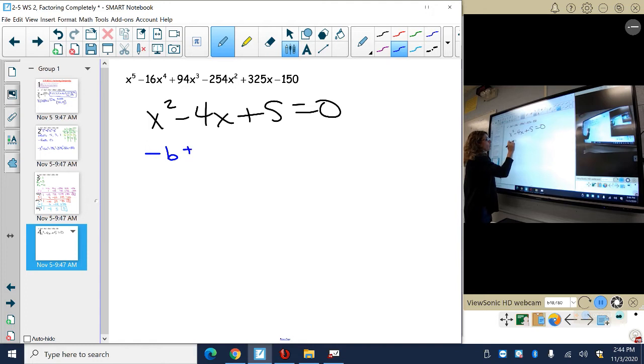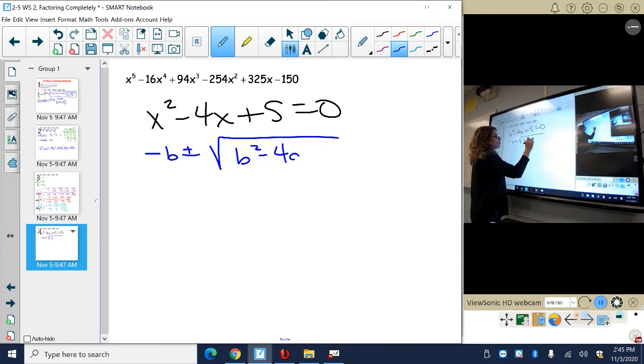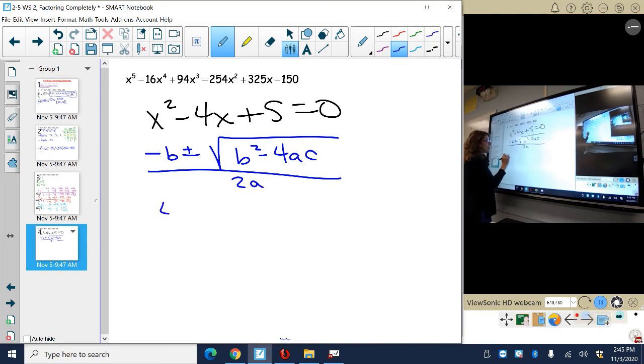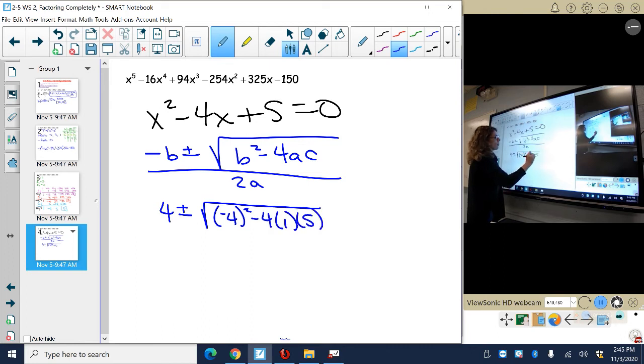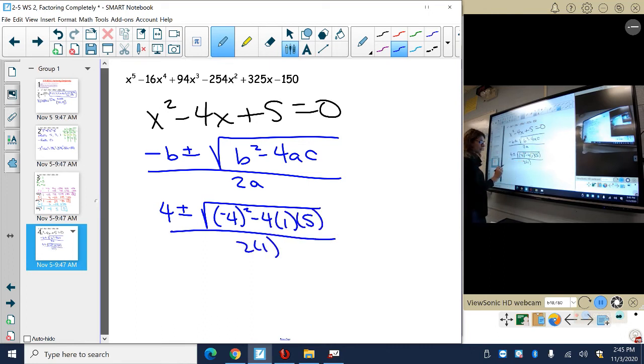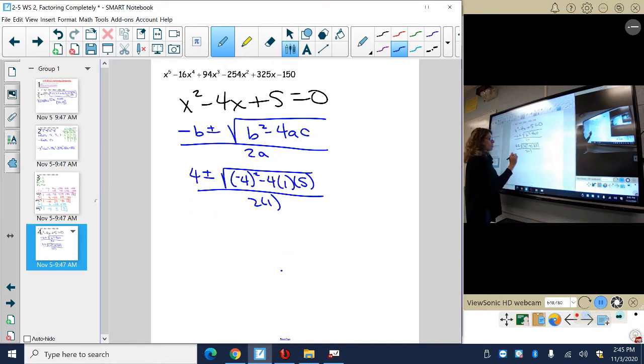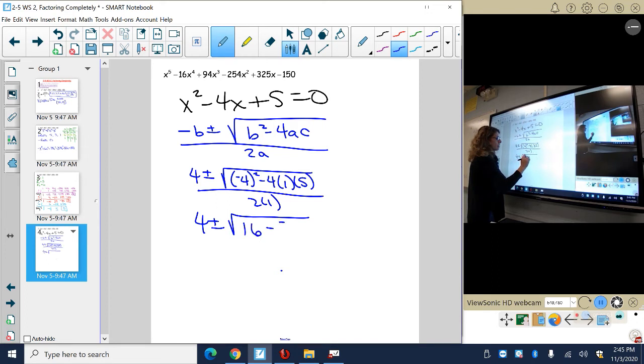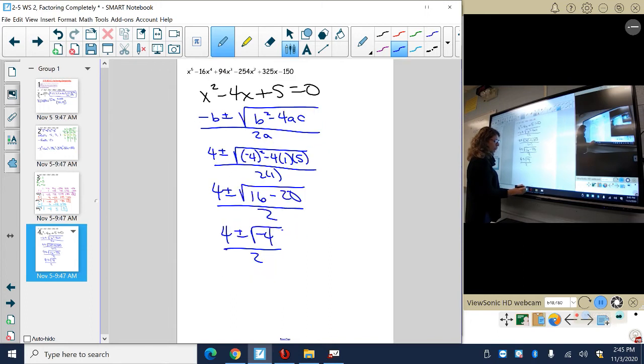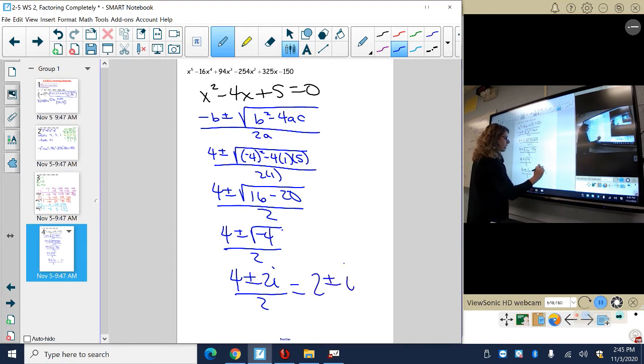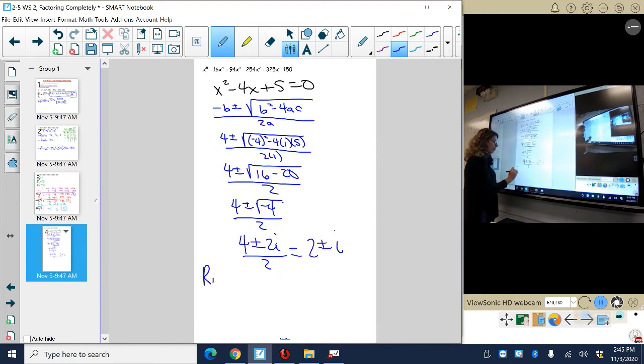So that's negative b plus or minus the square root of b squared minus 4 times a times c, all over 2a. So that's going to be 4 plus or minus the square root of negative 4 squared minus 4 times 1 times 5, all over 2 times 1. So this gives me 4 plus or minus the square root of 16 minus 20 over 2. 4 plus or minus the square root of negative 4 over 2, which is 4 plus or minus 2i over 2, to give me 2 plus or minus i. So my root 4 is going to be 2 plus i, and then my root 5 is going to be 2 minus i.